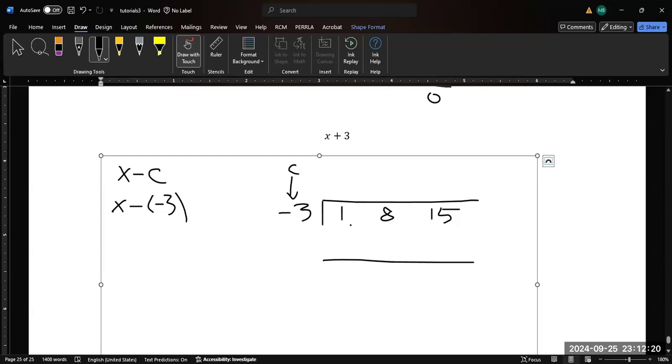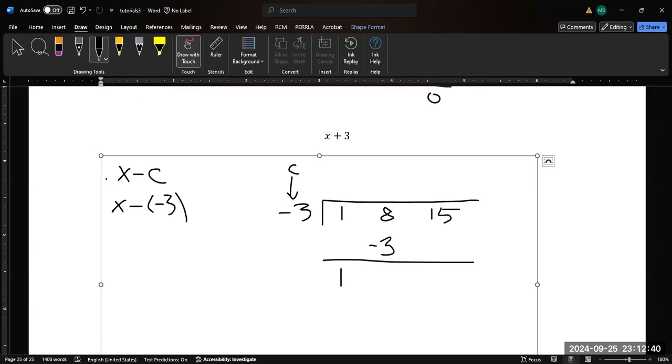Now, the general process for synthetic division: we bring our leading coefficient down here, and then we multiply these two together, and we put it here on the next line, and then we add these up.